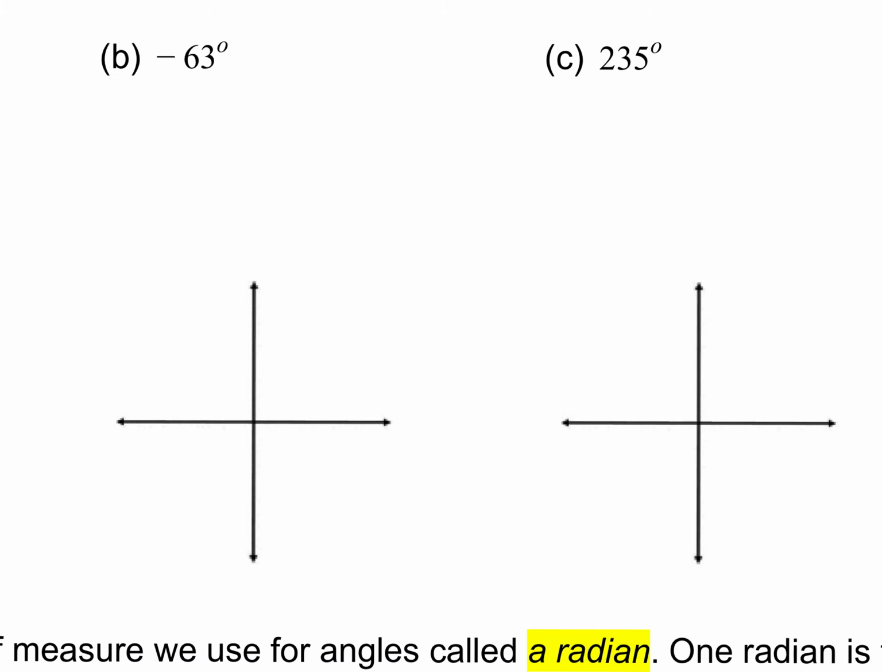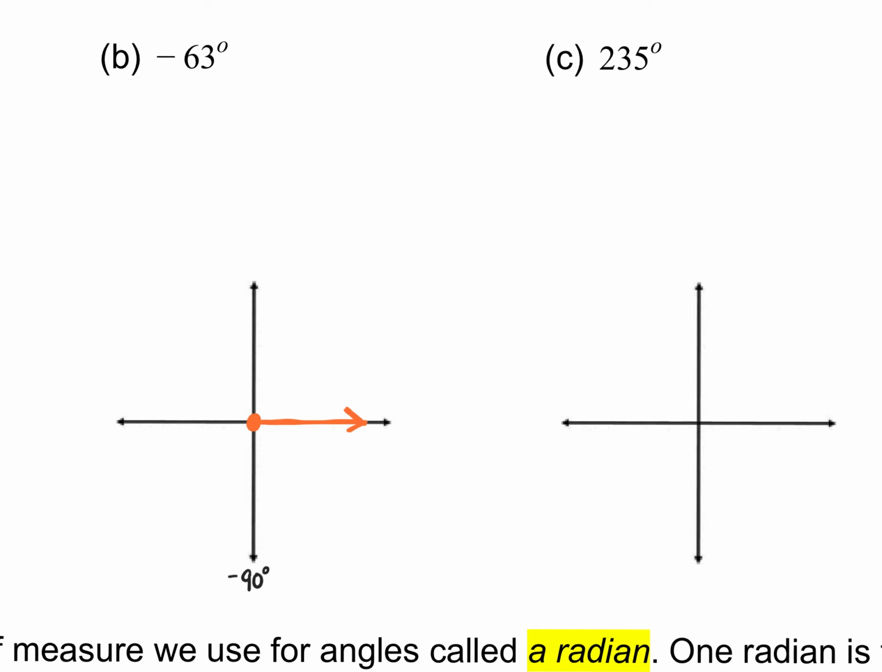All right, let's try another one. So this time my original angle is negative 63 degrees. The first thing I'm going to do is draw the angle. So I'm going to have my initial side along the x-axis. But this time, instead of rotating in a positive direction, I'm going to rotate in a negative direction. So remembering what we talked about a moment ago, if I rotate to the negative y-axis, I'm going to be at negative 90 degrees.